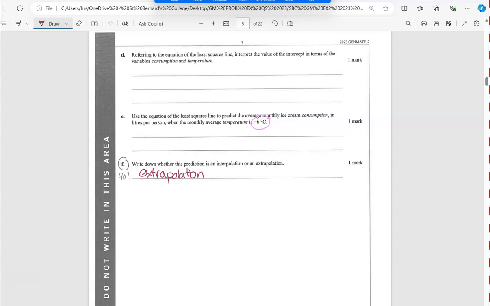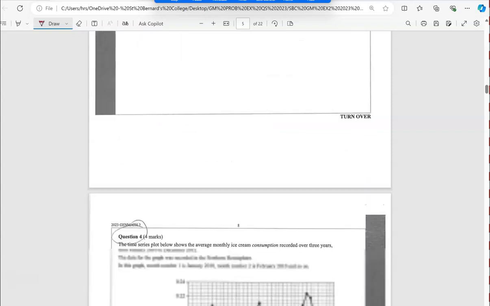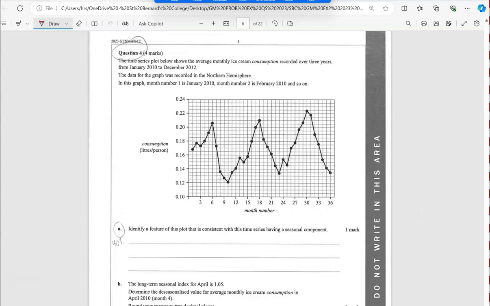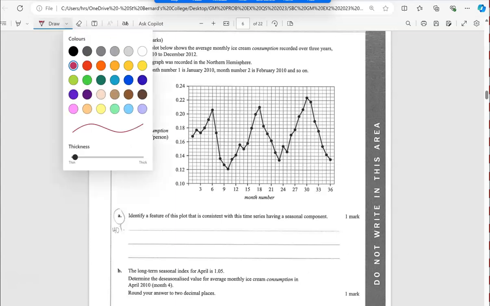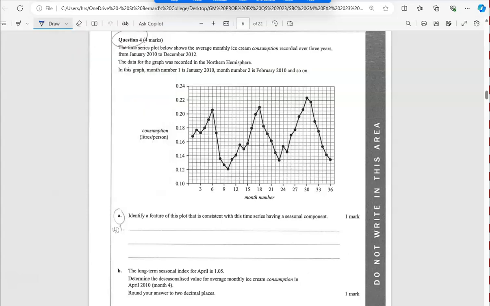All right, so moving on, the next one that we had a problem with was here. It says identify the feature of this plot that is consistent with the time series having a seasonal component. So we had to describe this time series. Because the seasons they're talking about are months, how many months do we have in a year? We normally have 12, yeah?